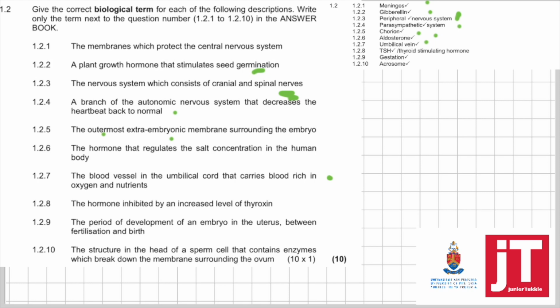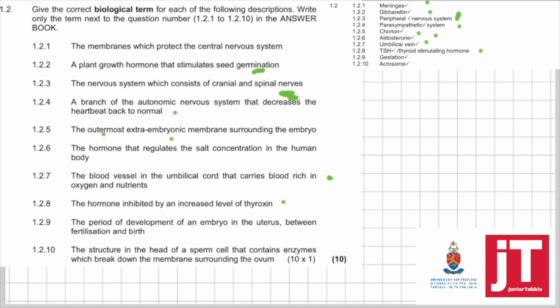1.2.8. The hormone inhibited by an increased level of thyroxine. If the amount of thyroxine increases, that has a relationship with which hormone? Thyroid stimulating hormone. I would prefer to write the full word, not the abbreviation. It's very easy to make mistakes with abbreviations.